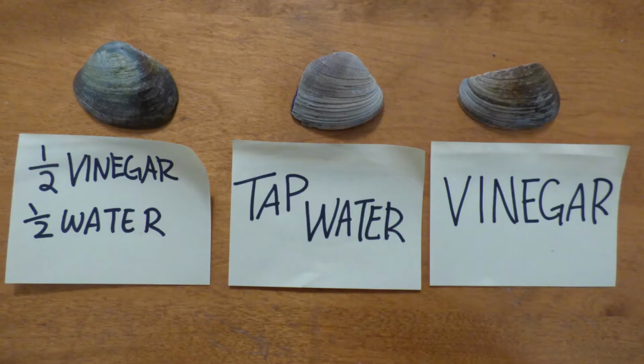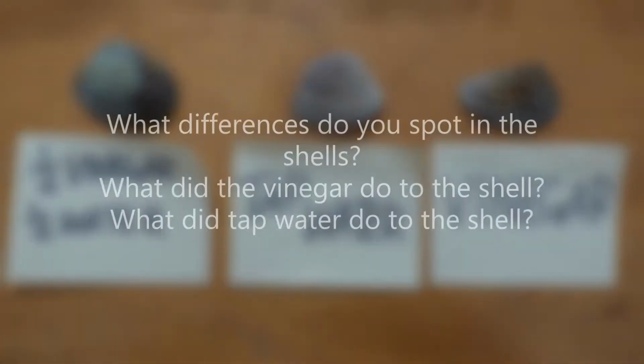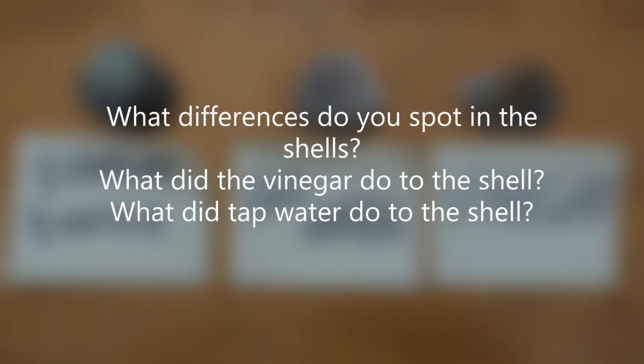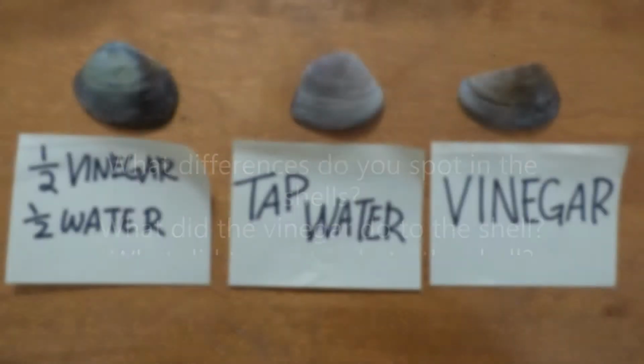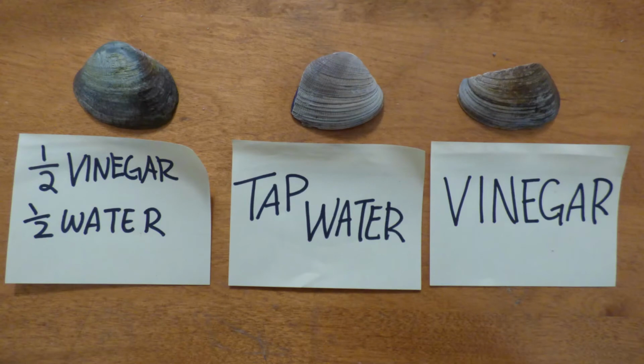Let's take the shells out and compare them. What differences do you notice about the texture and the color? I noticed that the shells that were in the vinegar containers are lighter in color and feel smoother, like it lost some of its texture. It seems like the vinegar dissolved the surface of the shell. Make sure you take some time to draw or write what you observe to complete your data sheet.